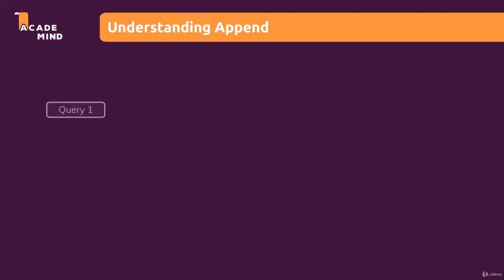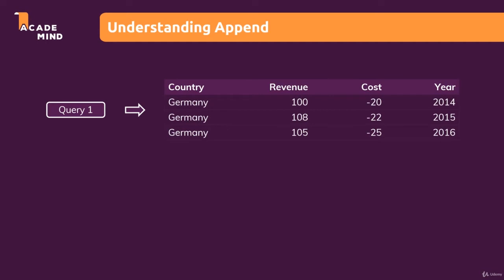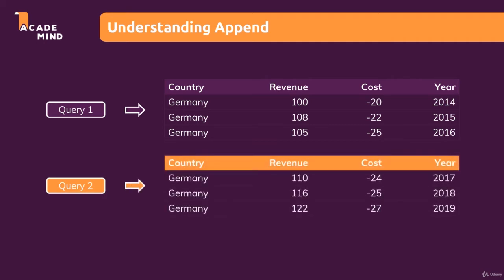Let's say we have one query which looks like this. So we have a query with 4 columns: country, revenue, cost, and year. The country is always Germany, and we have different revenue and cost figures for different years. Then we have a second connection to another source file, our second query. In this query, we have the same column structure. So again, country, revenue, cost, and the year. But now we have the years from 17 up to 19.